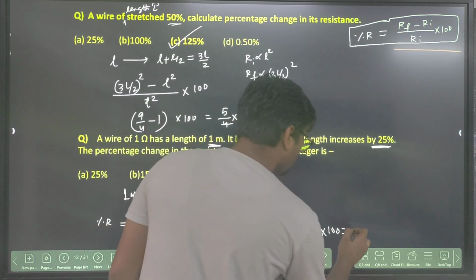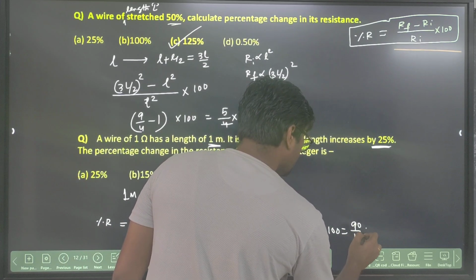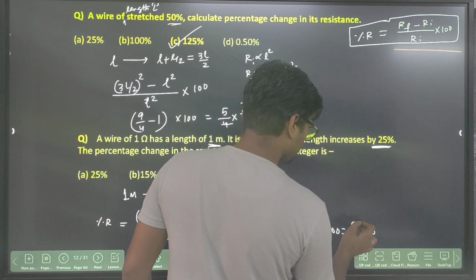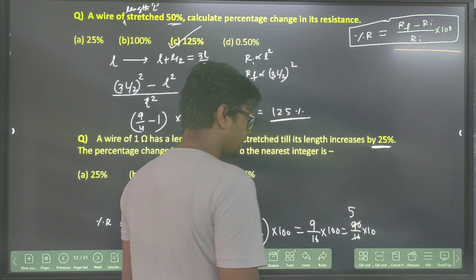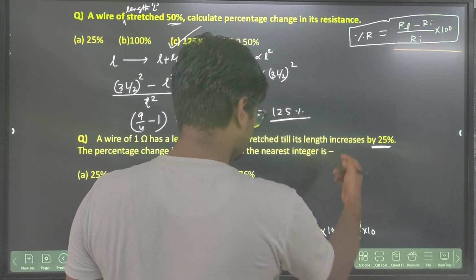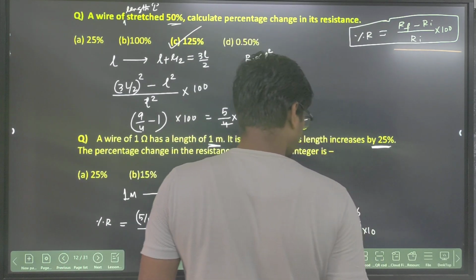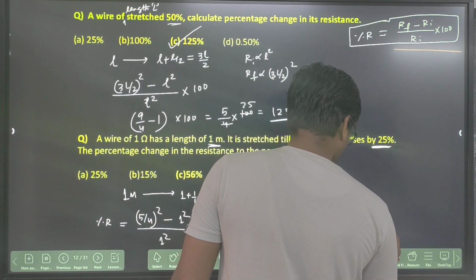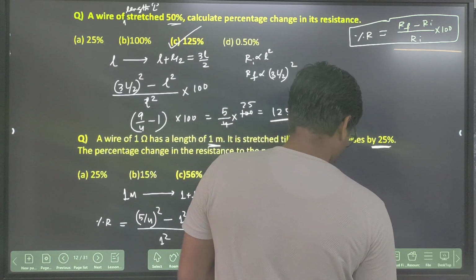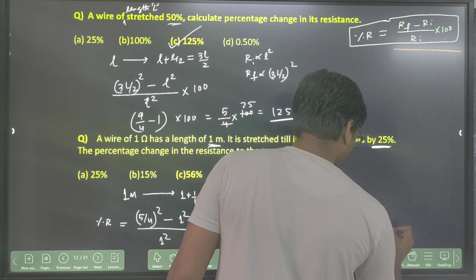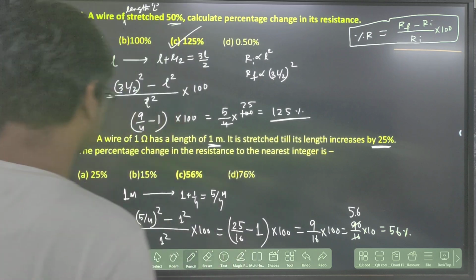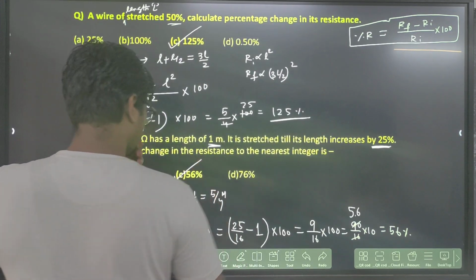So you can calculate this one as 90 divided by 16, into 10. So it will be around 5.6, right? So around 56 percent will come, right? So option number C will be correct, right?